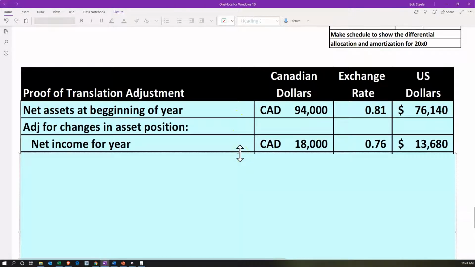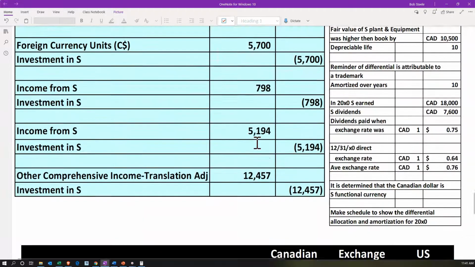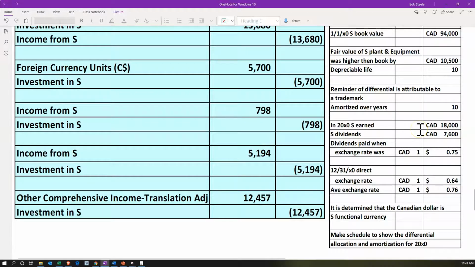So then the adjustment for the changes in the net asset position. This is the beginning balance. The major change being the net income for the year. So the net income for the year for the Canadian company was that 18,000. Once again, we got that from up here. We've seen that in the past.